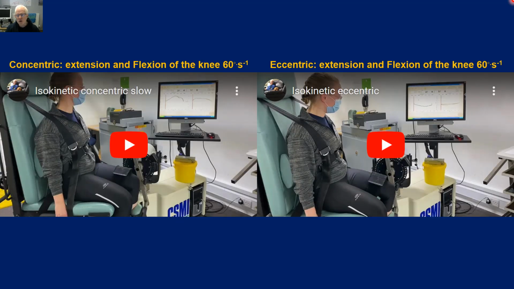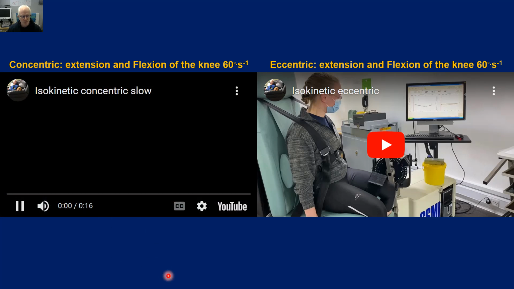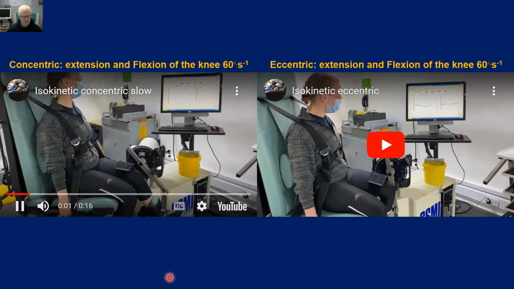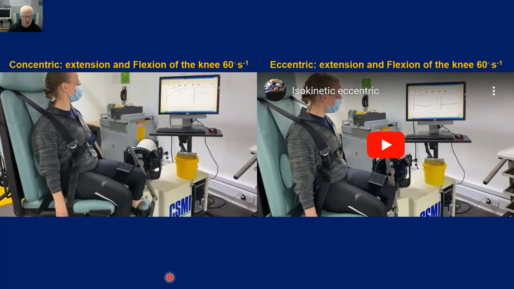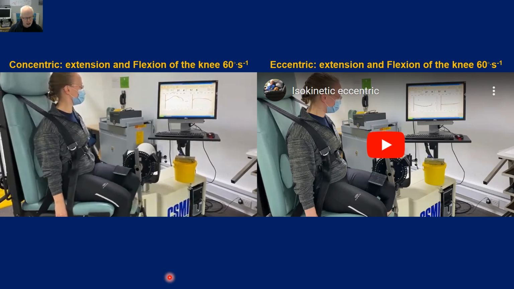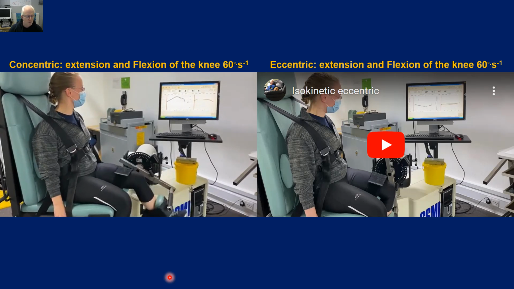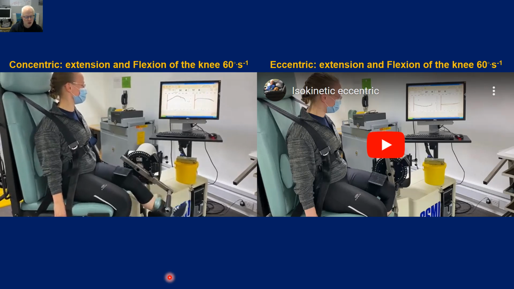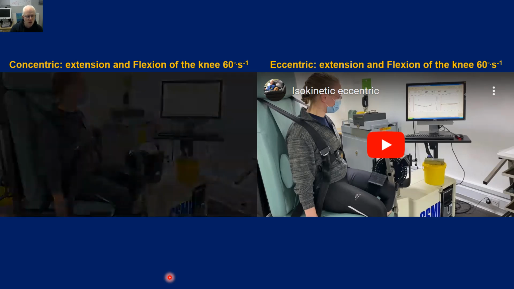So let's show you this. I'm going to show you the concentric first at 60 degrees per second. So it's the same as we've seen before, but just watch the movement and then we'll compare that to what happens at 60 degrees per second under eccentric. So you can see the force traces generating on the screen, and you can see the participant is accelerating, the dynamometer resisting. Now she's pulling back and the dynamometer is trying to do the opposite. So this is full concentric loading.